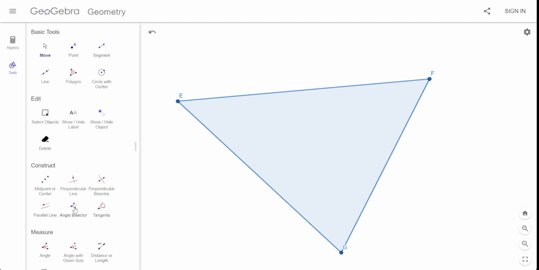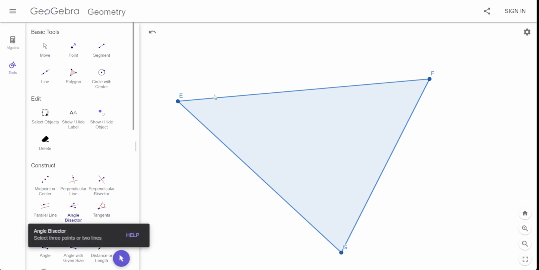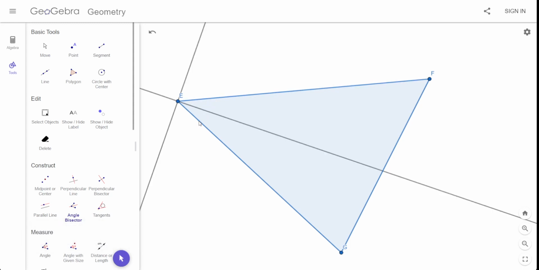So I'm going to come over here. I'm going to hit angle bisector, and then I'm going to bisect this angle right here. So I click this and I click this, and there's my angle bisector. See that perpendicular line right there? I'll get rid of it in a minute.